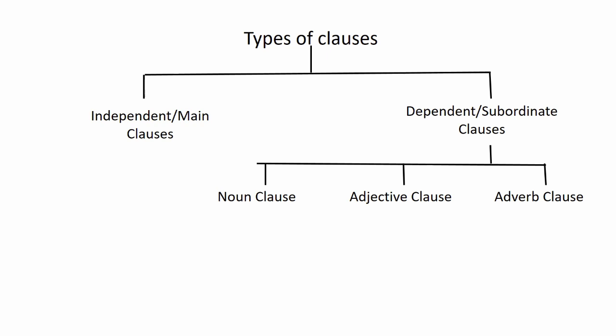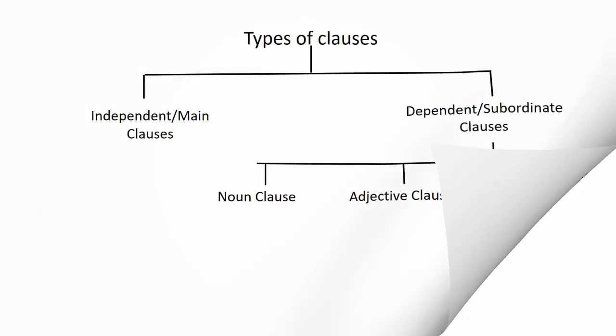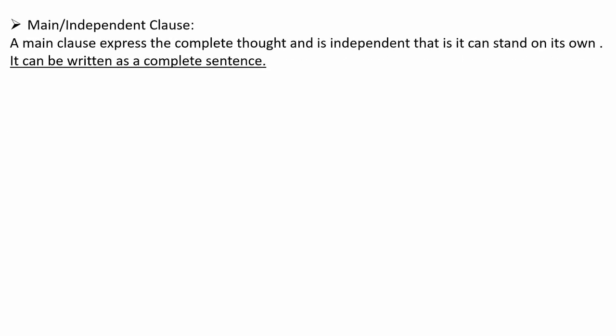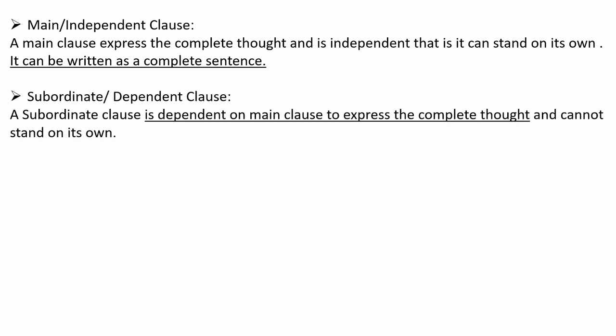If we are clear with clauses, let us look at the types of clauses. There are two main types of clauses: independent or main clause, and dependent or subordinate clause. Dependent or subordinate clauses are further divided into noun clause, adjective clause and adverb clause. Main or independent clause: a main clause expresses a complete thought and is independent, that is, it can stand on its own. It can be written as a complete sentence.